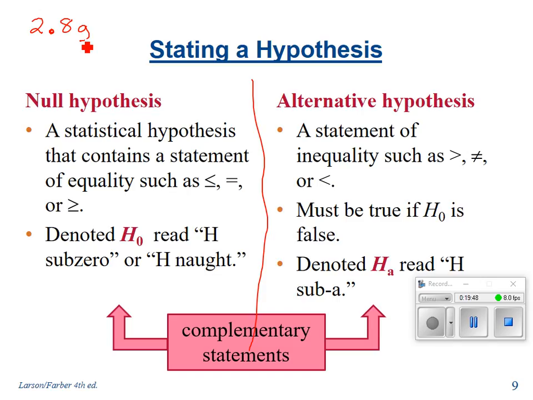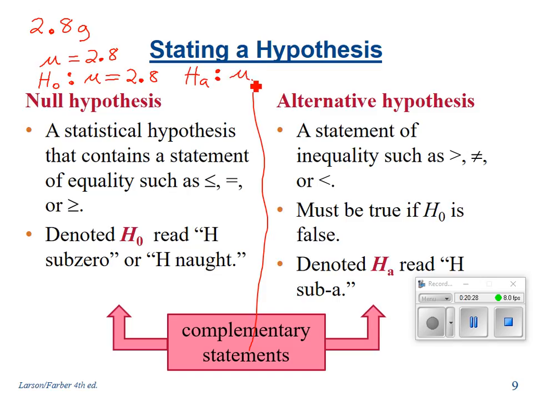So if they're saying that there's 2.8 grams of M&M's in every bag, the mu then is 2.8 grams. Our null hypothesis, what we could say then, is that mu equals 2.8. What would the alternative hypothesis be? If they're saying that every bag has 2.8 in it, what would the alternative be?